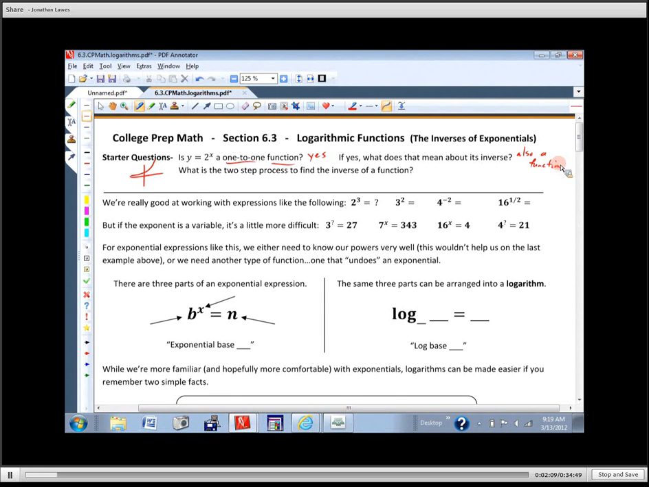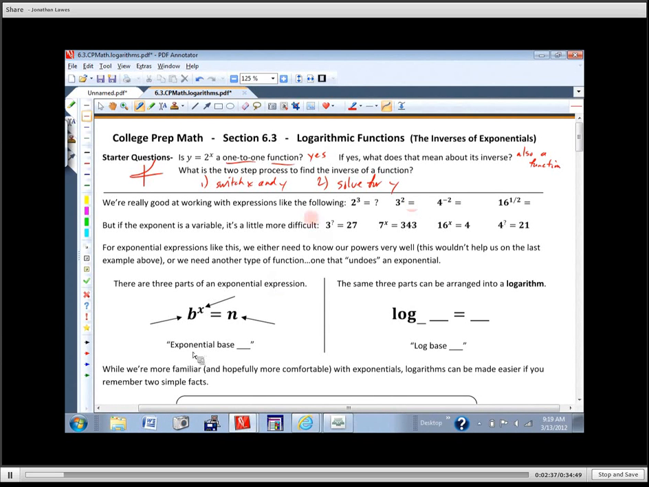All right. So the next question on the starter question is, what is the two-step process for finding an inverse? Okay, what's the first step? Okay, switch X and Y. And the second step? Solve for Y. Okay, solve for Y.